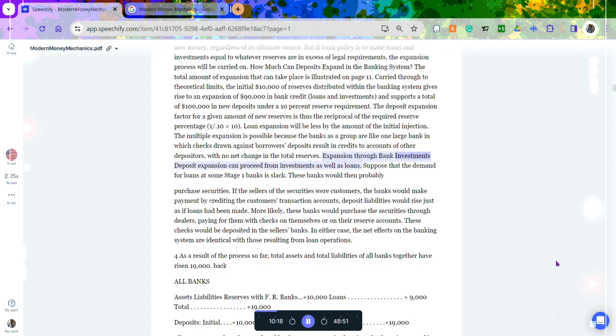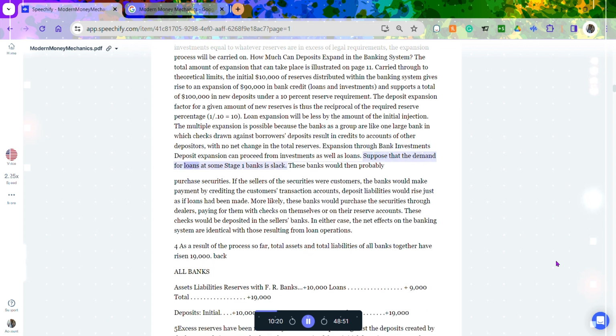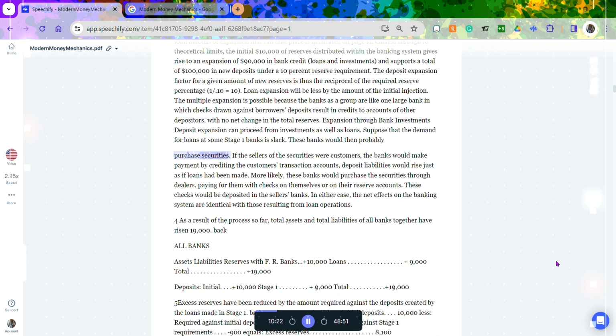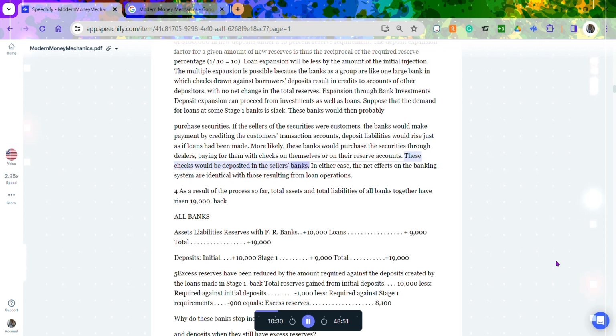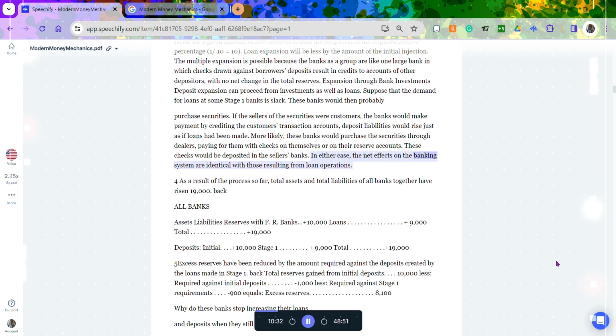Expansion through bank investments. Deposit expansion can proceed from investments as well as loans. Suppose that the demand for loans at some Stage 1 banks is slack. These banks would then probably purchase securities. If the sellers of the securities were customers, the banks would make payment by crediting the customers' transaction accounts. Deposit liabilities would rise just as if loans had been made. More likely, these banks would purchase the securities through dealers, paying for them with checks on themselves or on their reserve accounts. These checks would be deposited in the sellers' banks. In either case, the net effects on the banking system are identical with those resulting from loan operations.